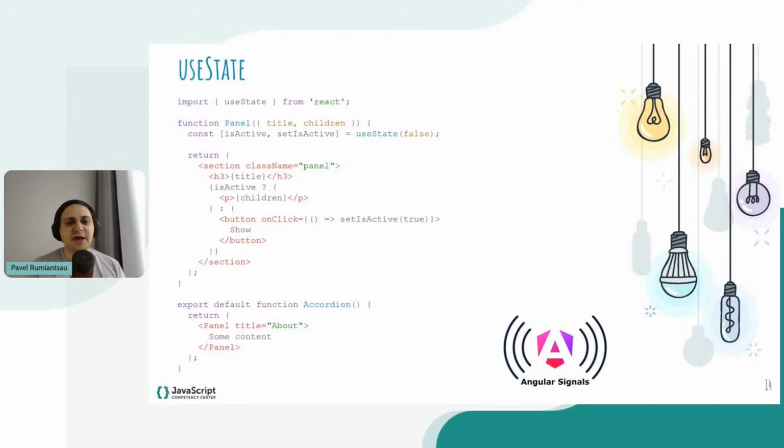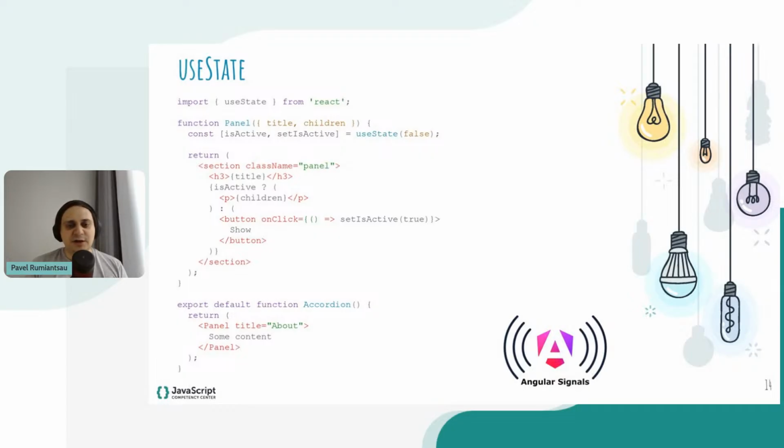We are rendering a panel with some content, and what we are doing is creating a state for whether it's active or not, like whether it's opened or not. By default, we can say that it should be closed. And you can see that here it will render this section. It will render some details, and by default isActive will be false, which means that it will render a button that will update it.